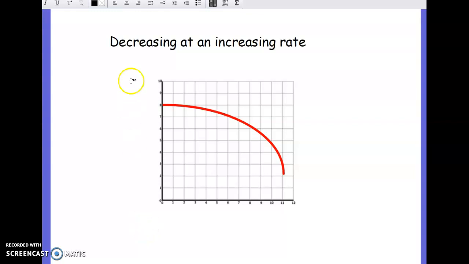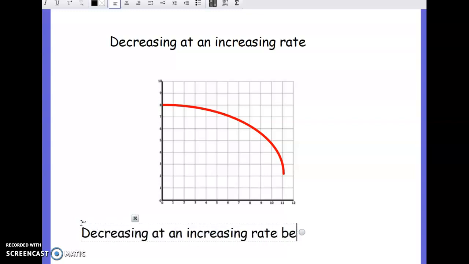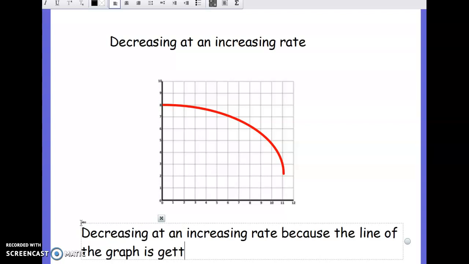Then you have something that's decreasing at an increasing rate. So from left to right, the graph is going downwards, but it's getting more and more vertical downwards. So again, anytime you see that the line is getting more vertical, you know it's going to be an increasing rate. Okay, so it's decreasing at an increasing rate because the line of the graph is getting more and more vertical downwards, right? Just add that in.